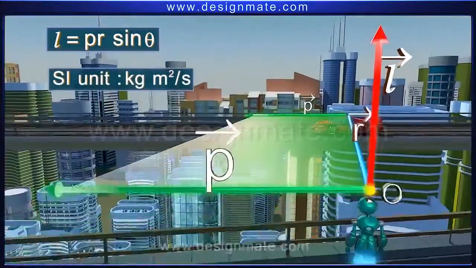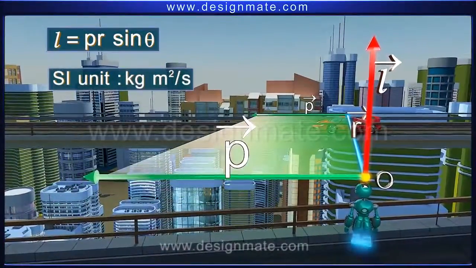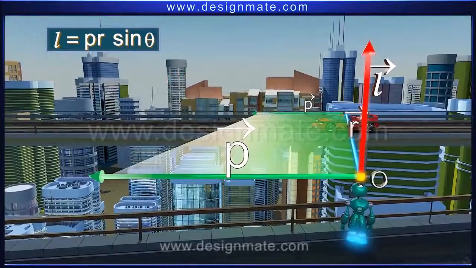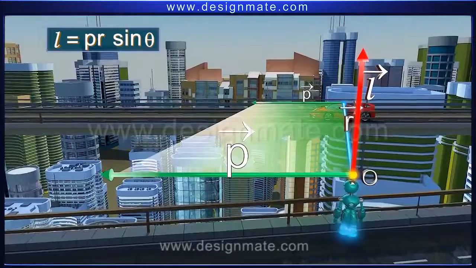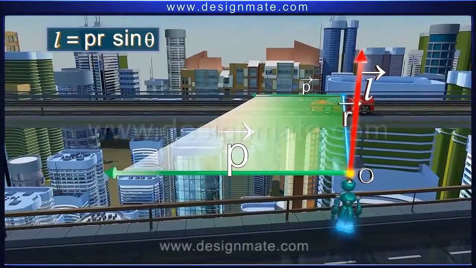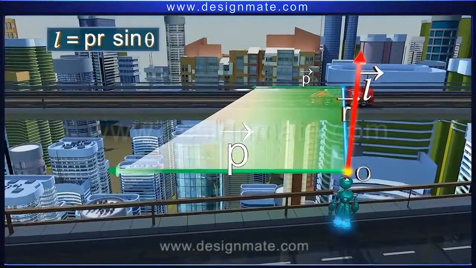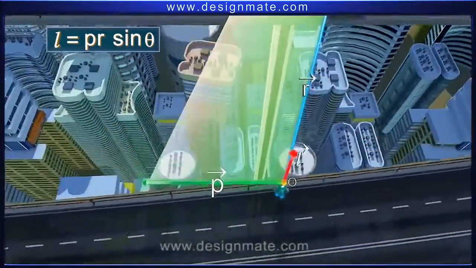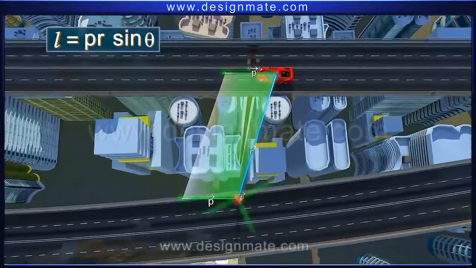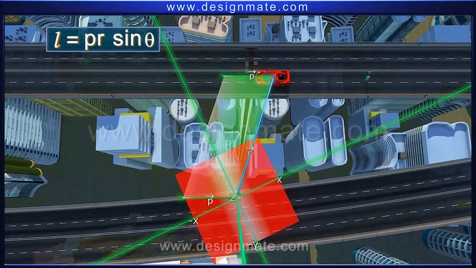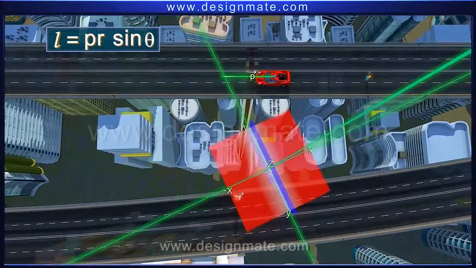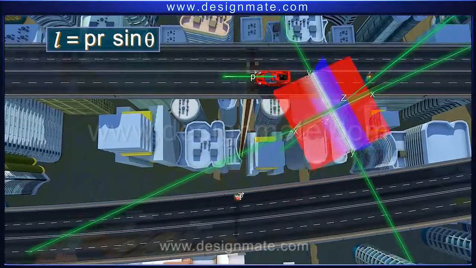The SI unit of angular momentum is kilogram meters squared per second. Clearly, for the observer standing at O, the car always has some finite angular momentum. Does the angular momentum depend upon the choice of origin? Let us find out by viewing the same motion with respect to another observer standing at O'.